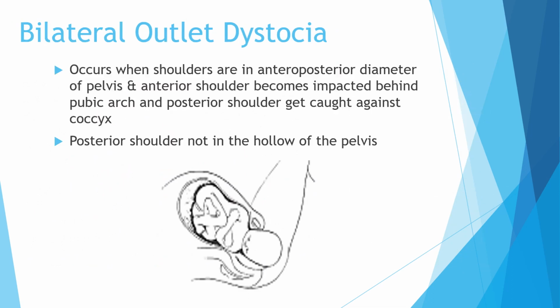So the bilateral is where both of them are stuck. It occurs when the shoulders are in the anterior posterior diameter of the pelvis, and the anterior shoulder becomes impacted behind the arch, and the posterior shoulder is against the coccyx. So this picture is more an inlet that we're looking at, but that's okay. The posterior shoulder is not at the hollow part of the pelvis.